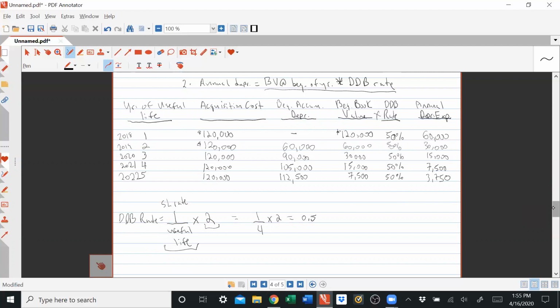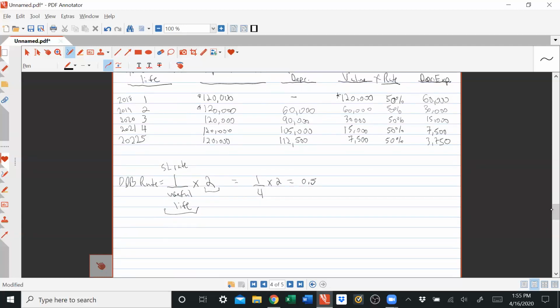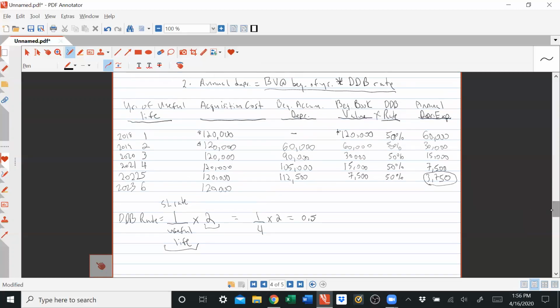Uh-oh, we may have depreciated too much though. So just blindly applying the DDB method, this would be the depreciation expense in year 5, 2022. But if that is the depreciation expense, when we move to year 6, 2023, what happens? What's our beginning accumulated depreciation in year 6? It's the 112,500 plus 3,750, or 116,250.